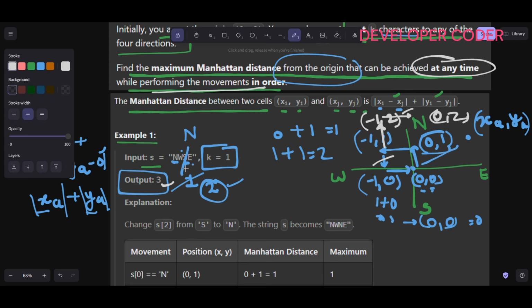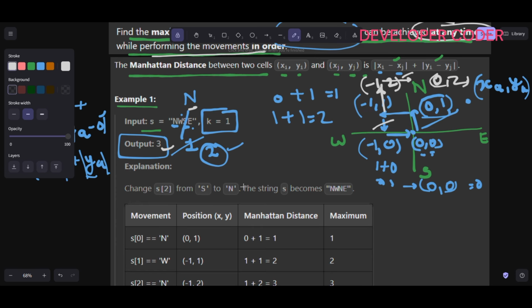Okay, so we are going to run one loop, and side by side we are going to check the max value that we get at that point of time. And in the end we have to just return the max. So here after 3 it is going to decrement to 2, but we are going to return 3, right? So here we are changing one direction. Here change s2 from s to n, and the string s becomes this, right?